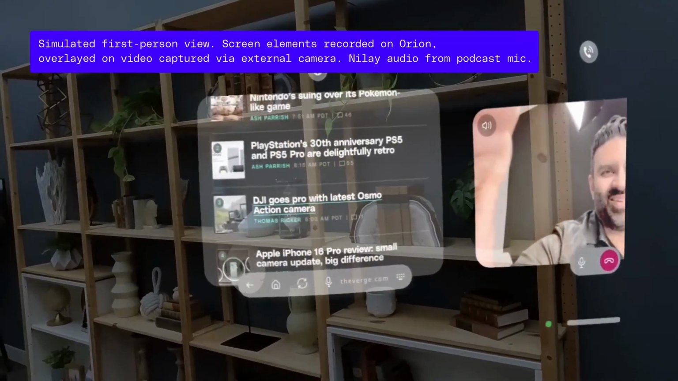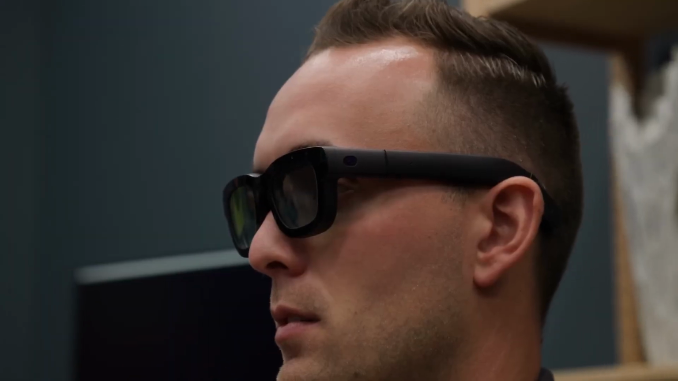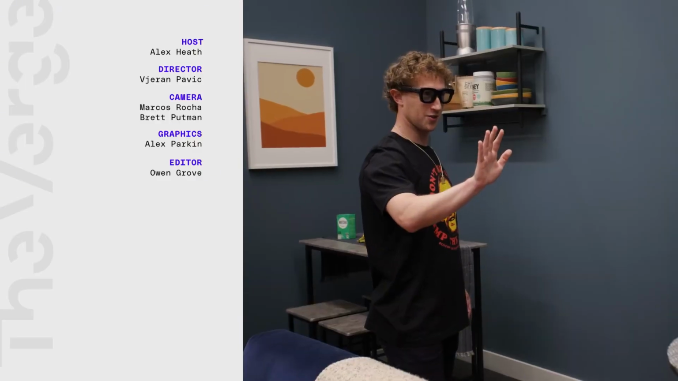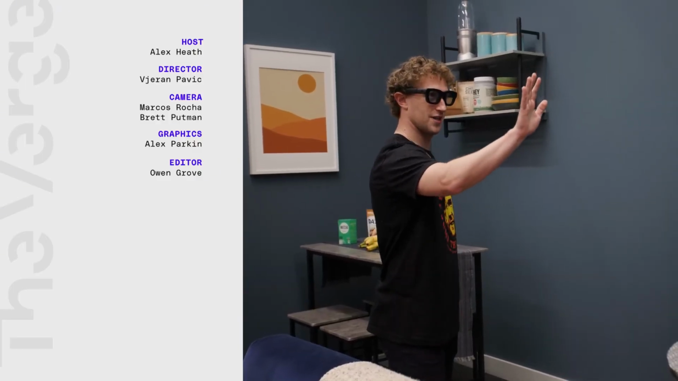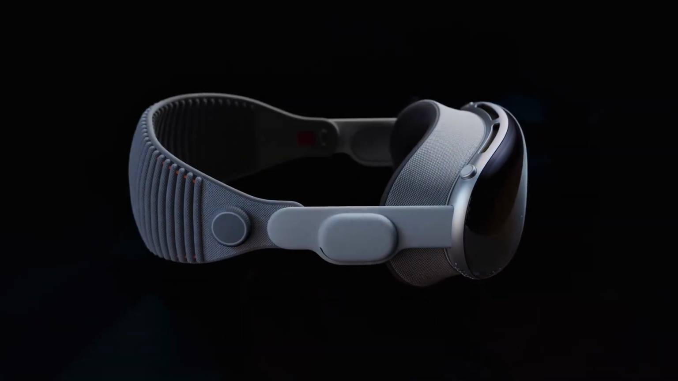Orion can help you with everyday tasks like these, all while letting you perform any work tasks or watch movies in the space around you, like Vision Pro. But at the end of the day, both Vision Pro and Orion have their own fair share of strengths and weaknesses. So, let's compare the features of the two and crown the true king of AR.